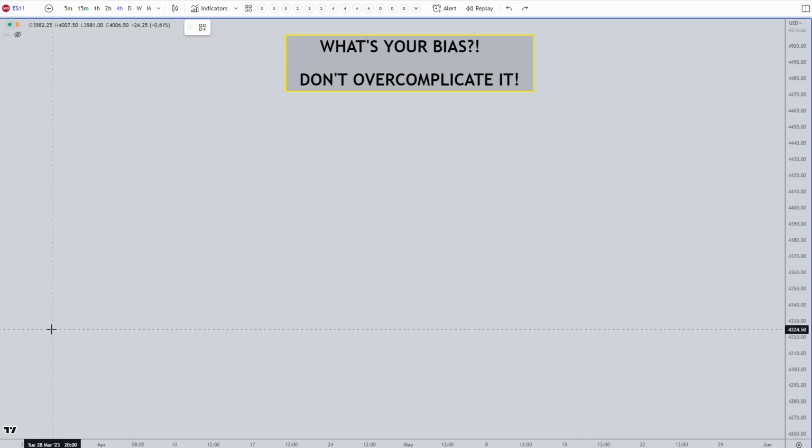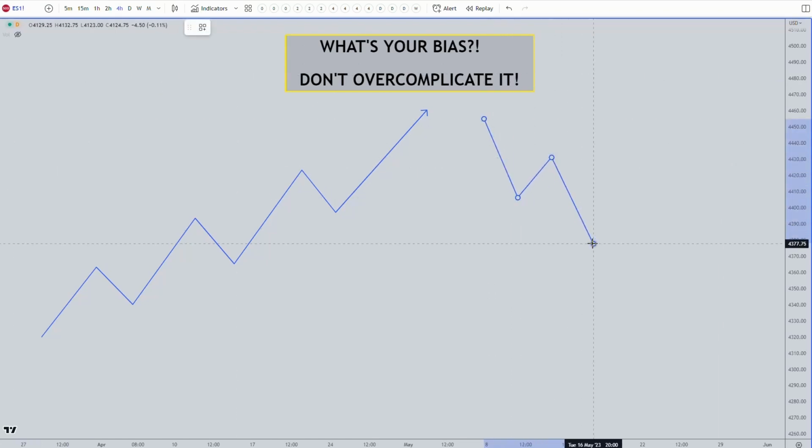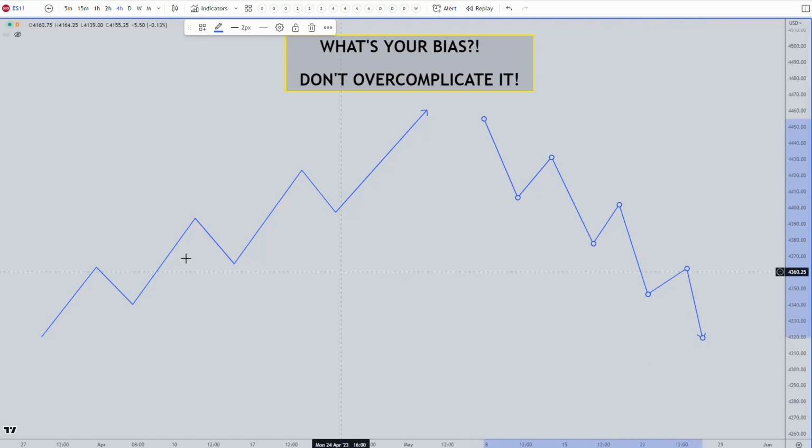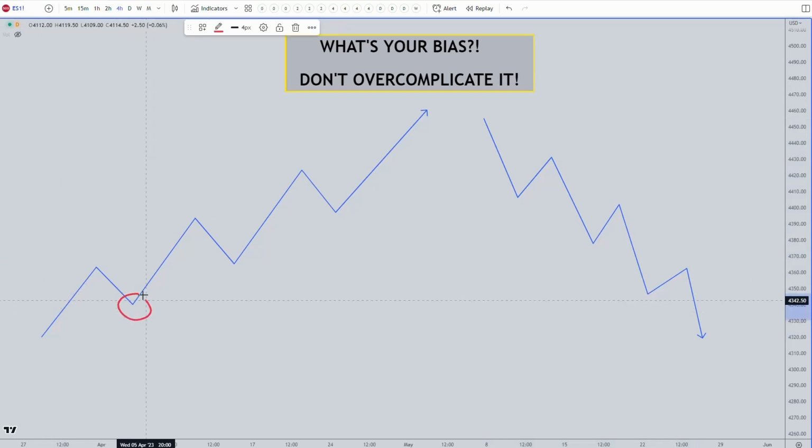If you break it down to its absolute core, what is bias? Bias is nothing else than trend. So basically you want to determine, is the trend up or is the trend down? And once you have determined exactly that, it is up to you to try and long on the pullbacks or ideally short the highs.